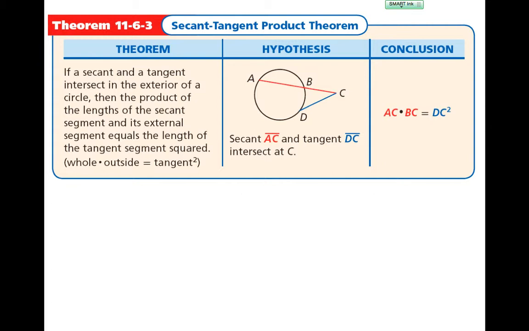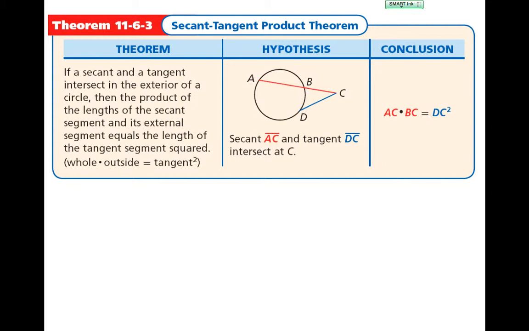All right. The product that you were using on the secant still applies here. You'll take the whole secant, AC, times its exterior part. Now on the tangent, there are no two different segments. So you end up taking the tangent part times the tangent part. So that ends up squaring the tangent segment.